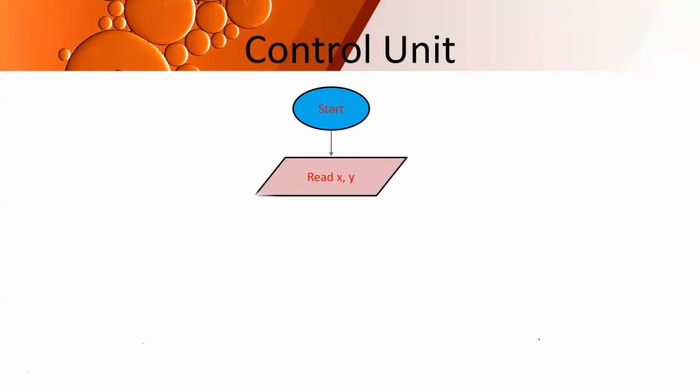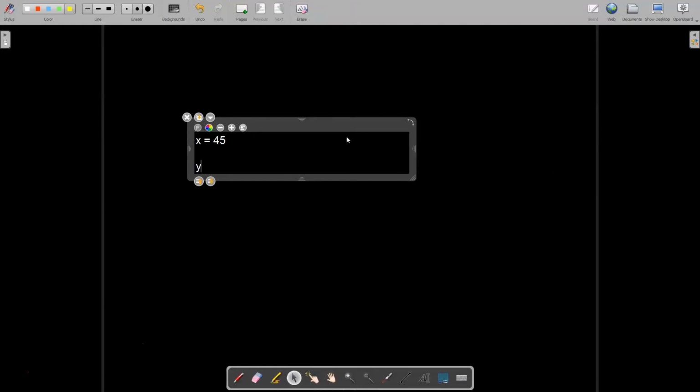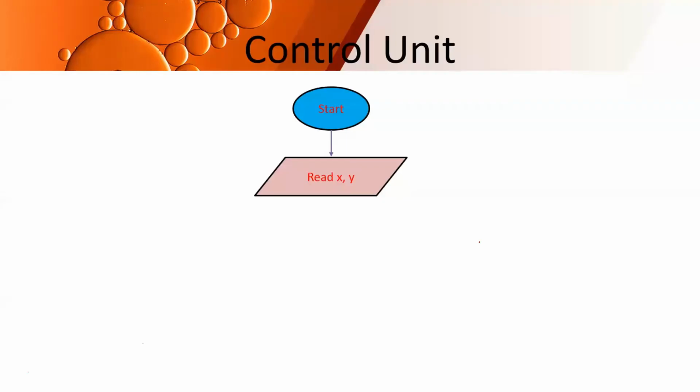What is a control unit? So I'm going to show you a small flow chart over here. We start a program, we read two values, that is the user enters two values, x and y. For example, over here I'll take x as say 45 and y as say 87. Got it? These are the two values which are entered by the user.